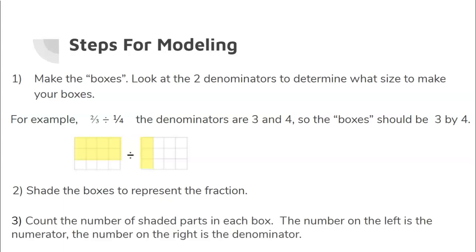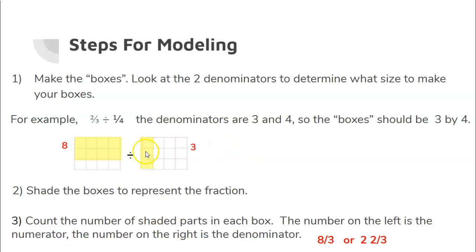Then we're going to count the number of shaded parts in each box. The number on the left is going to be the numerator of our answer, and the number on the right is going to be the denominator of our answer. So if we look at this first box, we have 2, 4, 6, 8 shaded boxes. The divisor has 3 shaded boxes. So that means that our answer is going to be 8/3, or 2 2/3.